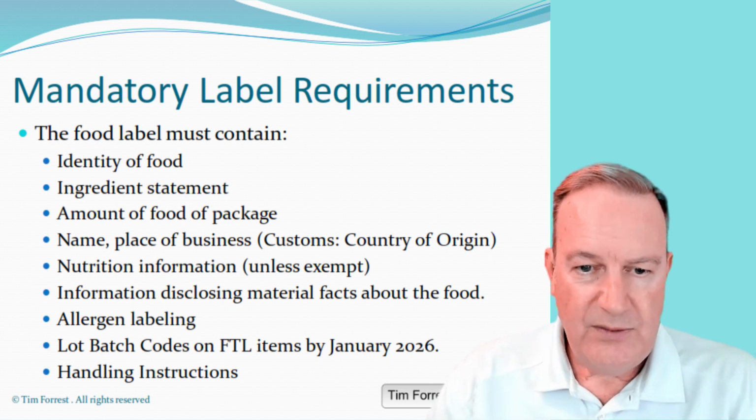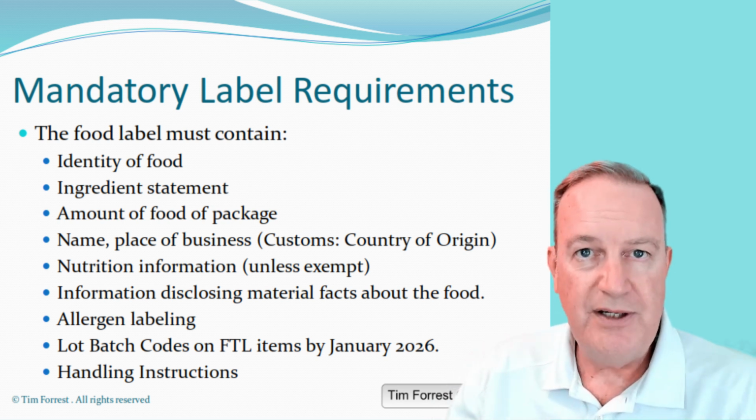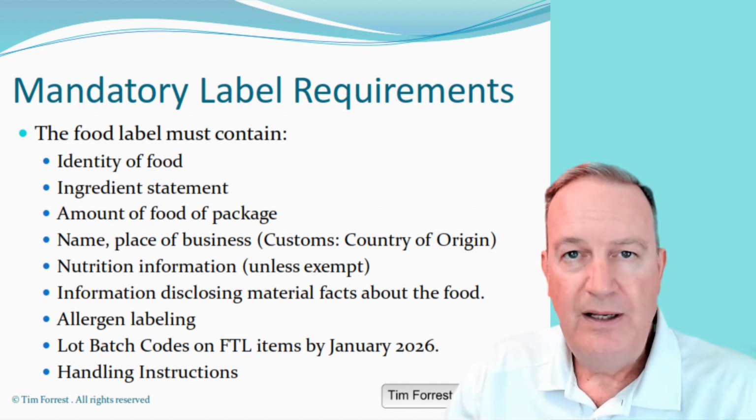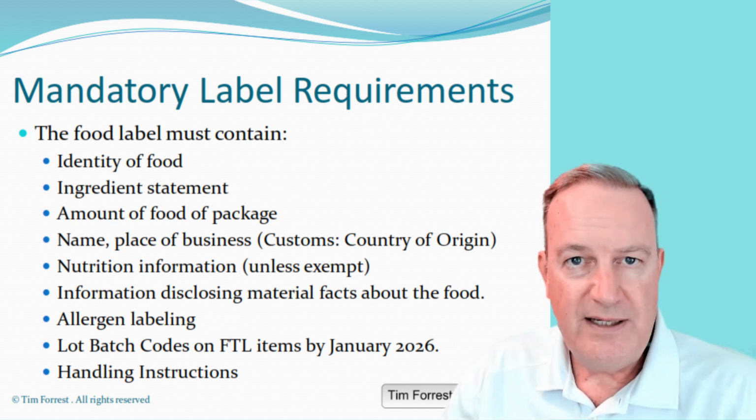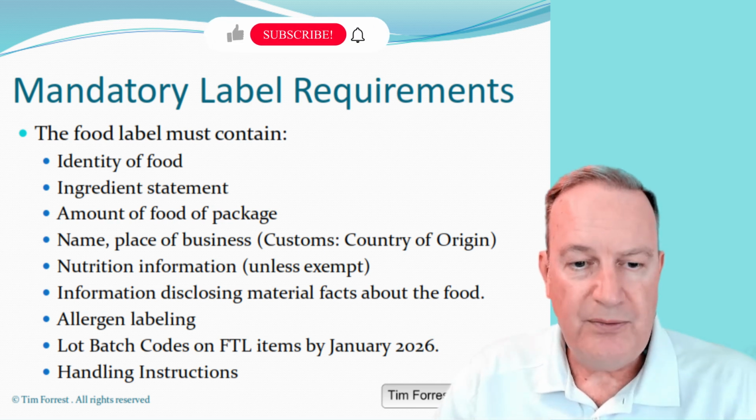And the next one is anything disclosing material facts about the food. If there's any special information for your category, for the product, that the consumers need to know, we need to have that on the label, particularly if it's for a safety issue or health reason.